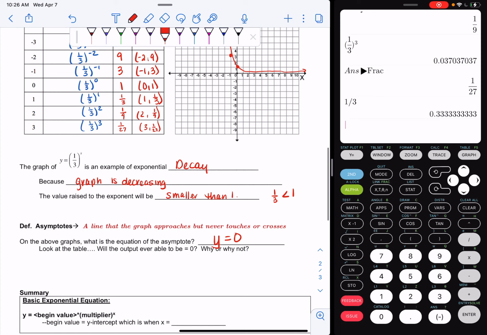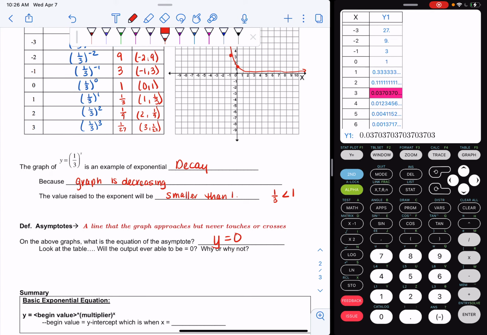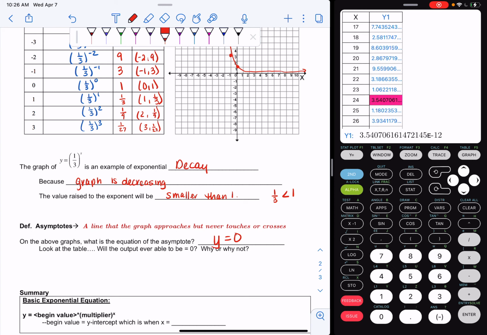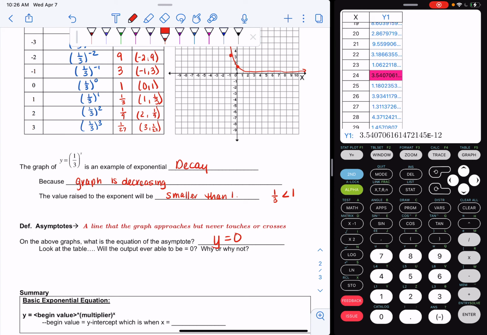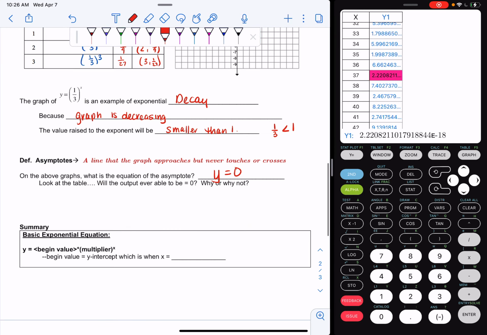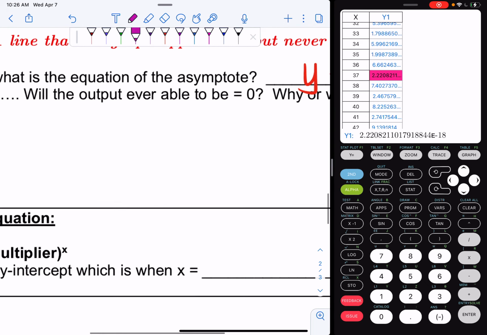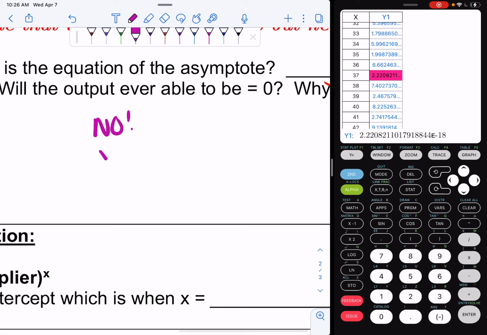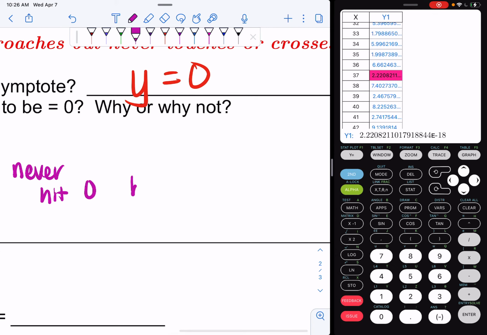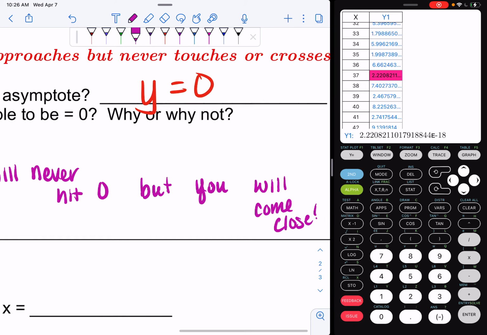Now, if we look at our table of values, I'm going to hit second graph. I'm never going to hit 0. Never going to hit 0. If we look, this e -12 means that I'm going to have like 12 zeros before this 3. So I'm coming very close, but I'm never going to touch. So no, you will never hit 0. But you will come close.